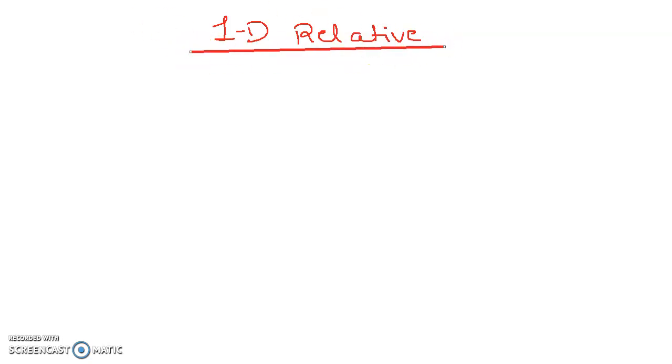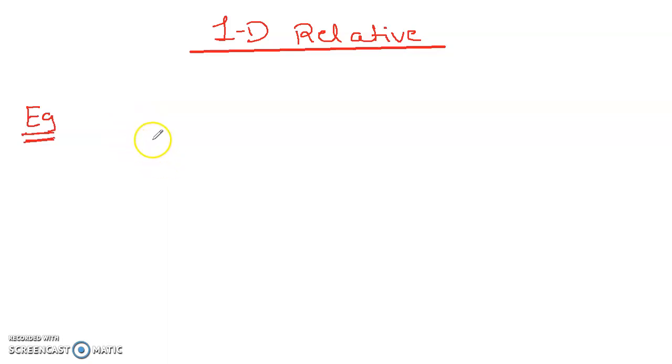Okay guys, so we now need to start 1D relative motion in our kinematics. 1D relative. You just need to realize this thing first. What is 1D relative? What is the relative motion actually?